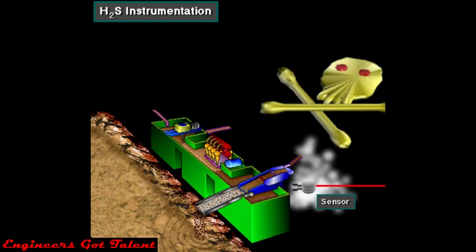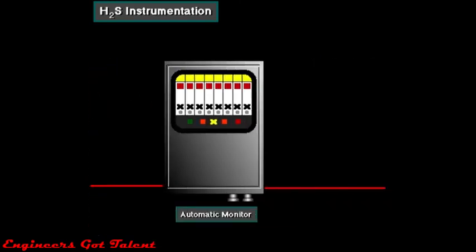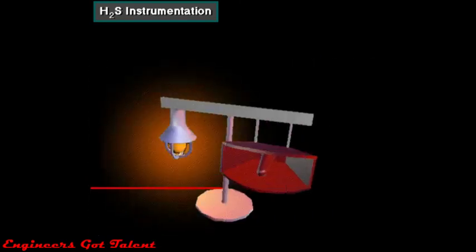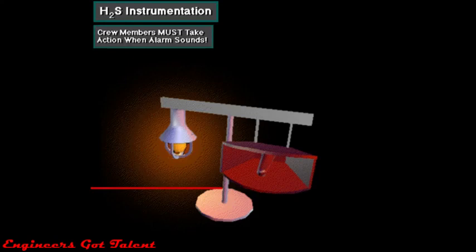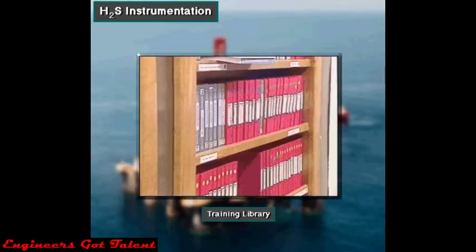When a sensor picks up H2S gas above a predetermined level, the monitor triggers both the visual and audible alarms. Upon hearing or seeing the alarm, crew members can take action to avoid injury or death. You will receive detailed H2S training if your rig is working in an area where H2S may be encountered.